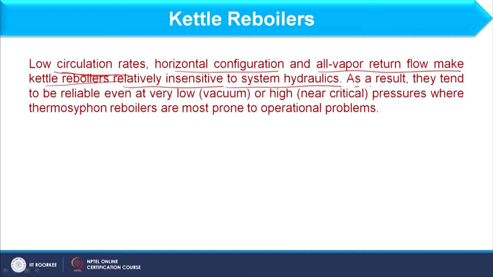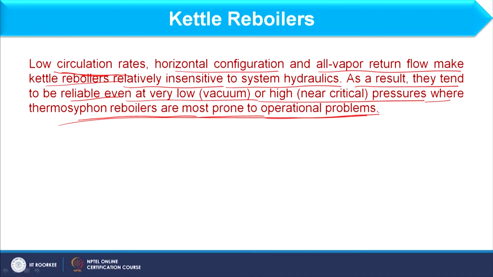So, whatever the pressure, vapor generates and returns back to the distillation column, because the natural movement of vapor is in the upward direction only. So, we do not have to provide any unit or assembly to circulate the liquid as well as vapor, it happens automatically. As a result they tend to be reliable even at very low vacuum or high pressures, where thermosiphon reboilers are most prone to operational problems.